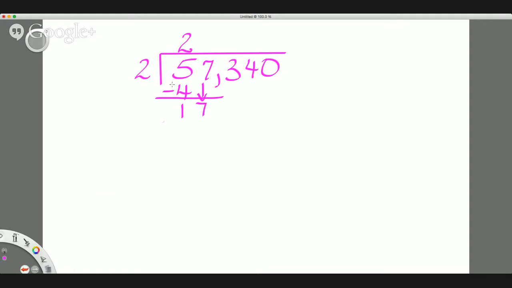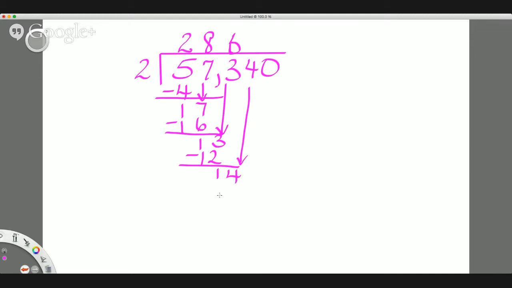17 divided by 2, well, that's 8. Then multiply. 2 8s are 16, then subtract. 17 take away 16, right? 7 take away 6, that's 1. And then bring down. Do the whole process again. 13 divided by 2, well, that's 6. 6 times 2 would be 12. 13 take away 12, well, that would be 1. 3 minus 2 is 1. Bring down the 4. Repeat.